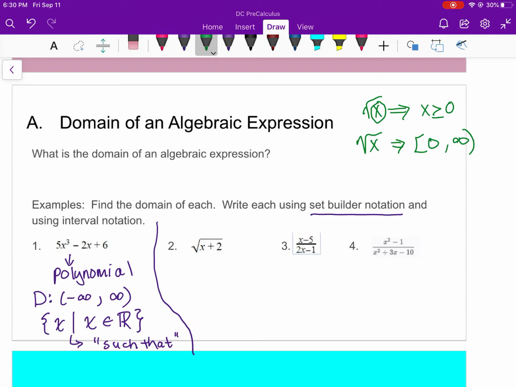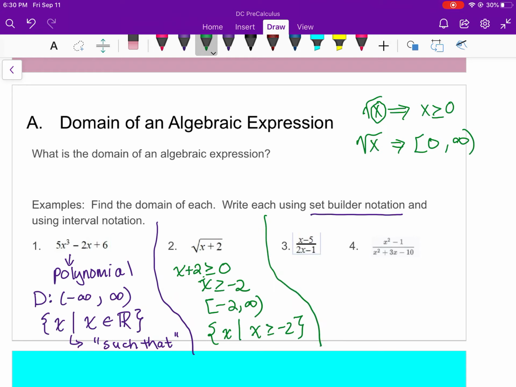For x plus 2 under the radical, I would say that x plus 2 has to stay positive or 0. Subtract my 2 to the other side. X is greater than or equal to negative 2. So there's the interval, and here's the set builder. We say x such that x is greater than or equal to negative 2.